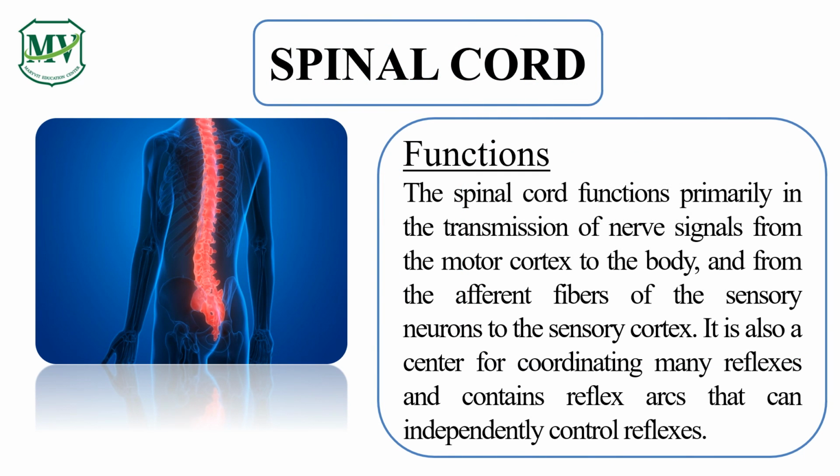Lastly, the second part of the CNS is the spinal cord. What is the spinal cord? Incredible! It functions as the primary transmission of nerve signals from the motor cortex to the body, and from the afferent fibers of the sensory neurons to the sensory cortex. It is also a center for coordinating many reflexes and contains reflex arcs that can independently control reflexes.